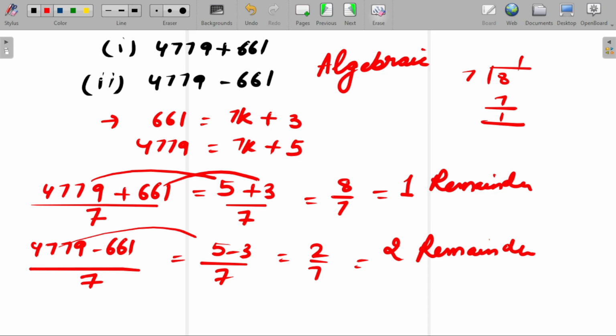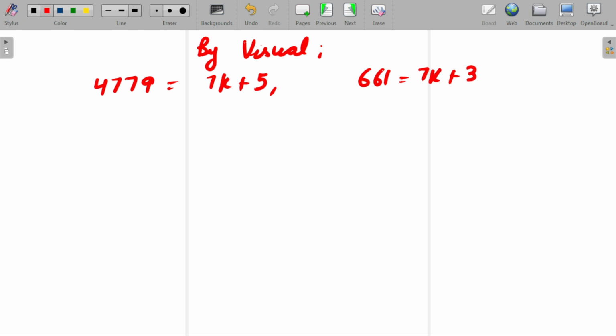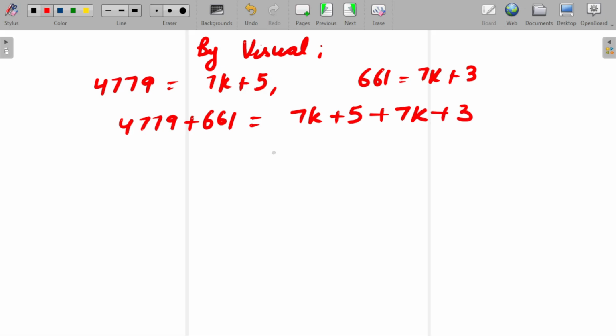Let's do it with visualization. So by visual method, nothing to do. As we know, 4779 when divided by 7 leaves a remainder 5, and 661 when divided by 7 leaves a remainder 3, right? So just put these things in the addition. 4779 plus 661 equals 7k plus 5 plus 7k plus 3.